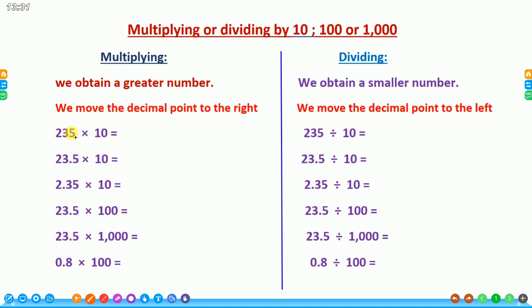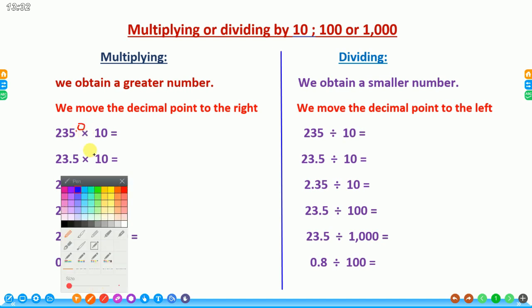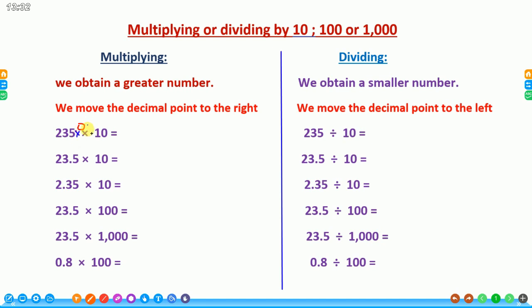Usually, when you have a whole number, we copy this whole number and we add 1 zero to the right. We can do it like this. Or if you want to use this method here, we notice that in any whole number the decimal part is 0, so we add 0.0. Then we move the decimal point 1 time to the right. The decimal point will be here after the 0, and the answer will be 2350.